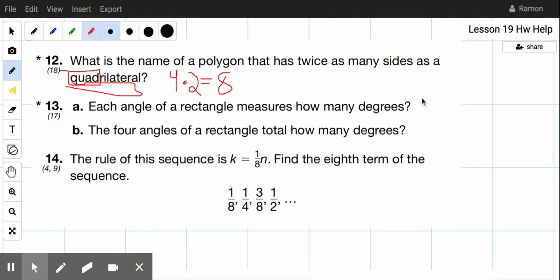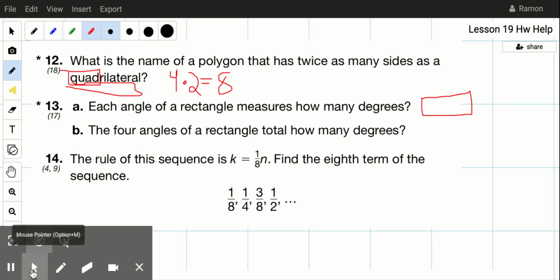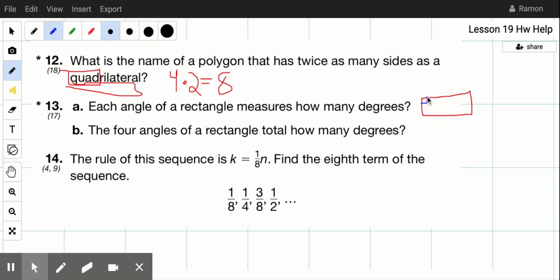Each angle of a rectangle measures how many degrees? Well, we haven't gone over lesson 17 yet. So we're not going to skip this one because we should be able to figure this one out anyway. A rectangle has 4 perfect 90-degree angles. So every single one is the same measure, which is 90 degrees.